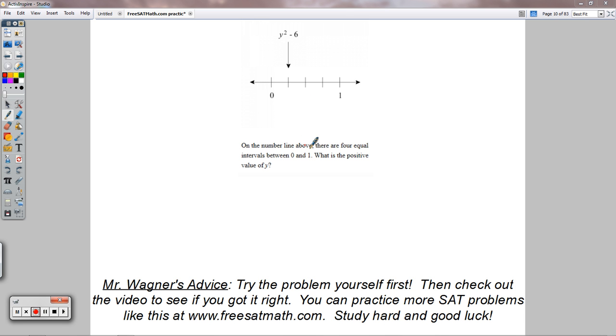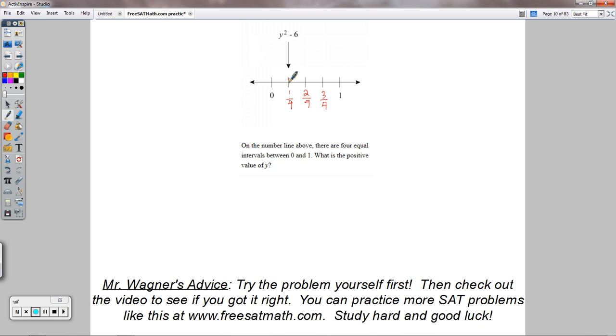It says on the number line above, there are 4 equal intervals between 0 and 1. What is the positive value of y? So if these are equal intervals between 0 and 1, that means this would be 1/4 right there. This would be 2/4 or 1/2. And this would be 3/4.